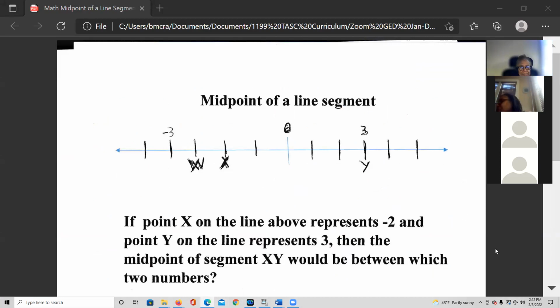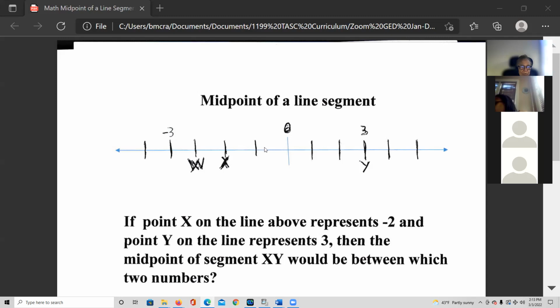Okay. Now, this is something I left out before on the number line, and I want you to be able to do this because this is one of the things required on the GED. So midpoint means you're halfway between 2 points. That's all it means, halfway between 2 points.